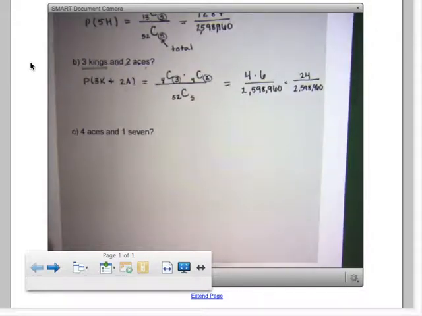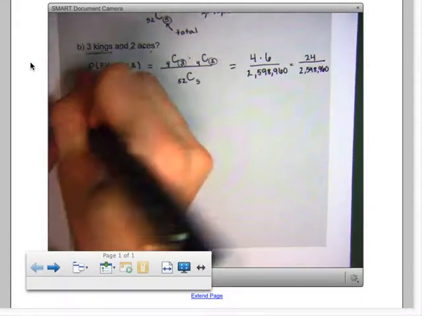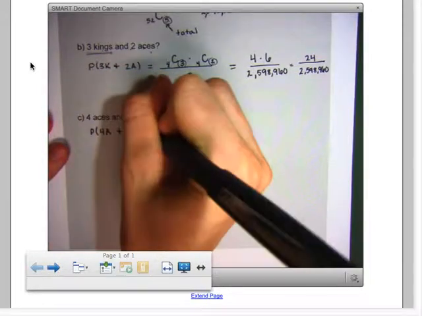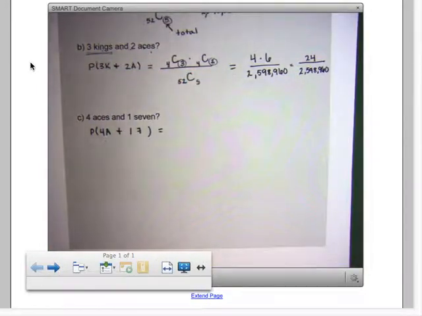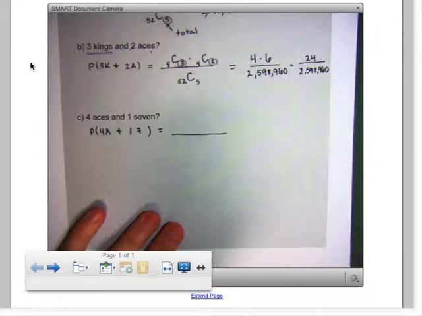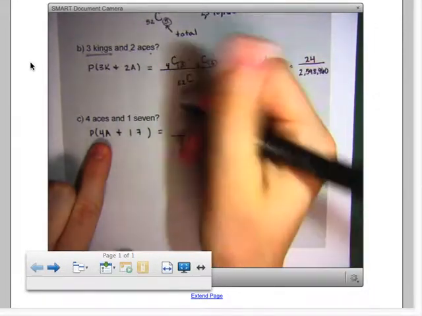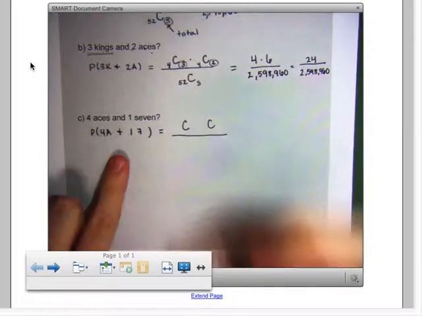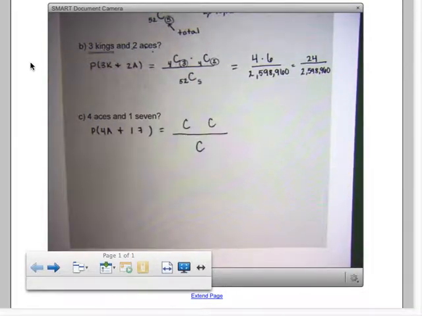Okay, last one of these. We have probability of 4 aces and 1 7. Okay, so I'm going to set up my fraction. I'm looking for two things. So we're using combinations still since order doesn't matter. So I have 2 C's in the numerator. And then my total, I just have 1 C.